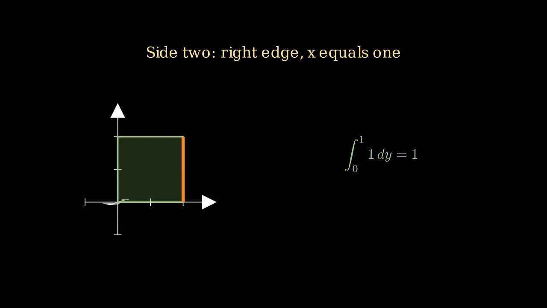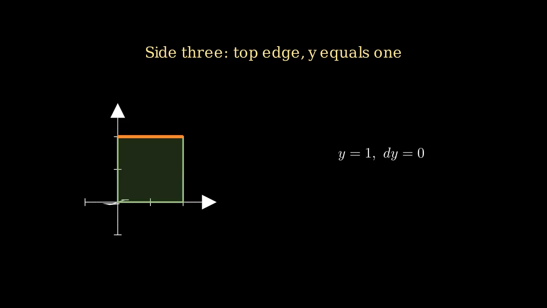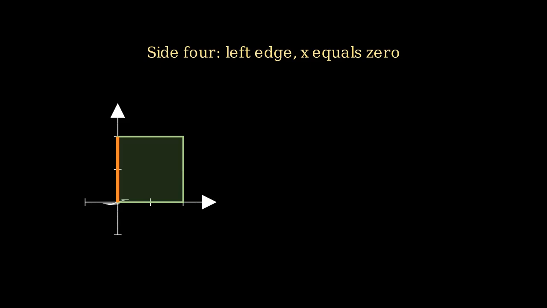Third side, from the point (1, 1) to the point (0, 1). Along this side, y stays at 1 and dy is 0, so the expression becomes x times dx. Integrating x dx from x equals 1 down to x equals 0 gives us negative 1/2. Fourth side, from the point (0, 1) back to the point (0, 0). Along this side, x stays at 0 and dx is 0, so the whole expression collapses to 0. This side also contributes 0.